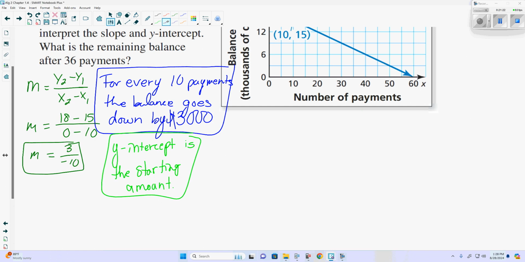We have two things left. One of them, we need to find the equation of a line, and the other is we need to find out what is the remaining balance after 36 months. 36 payments. Now, my next question is, do we have the y-intercept? Yeah. Since we have the y-intercept, we can use our y equals mx plus b. We can plug m in, which is negative 3 over 10 x plus 18.